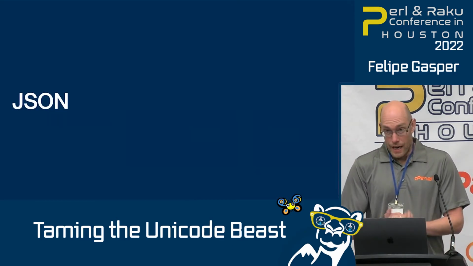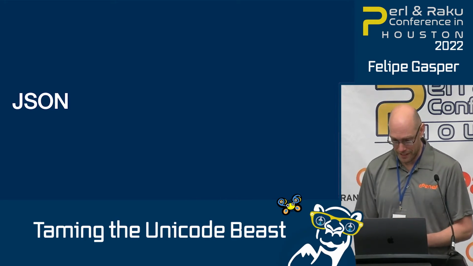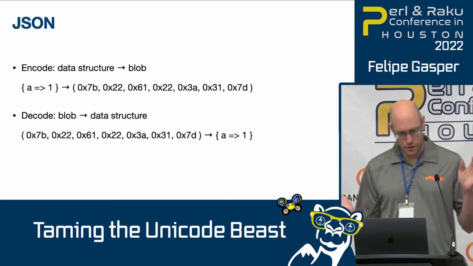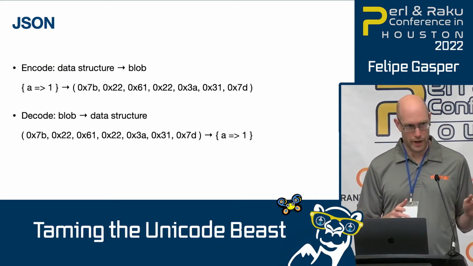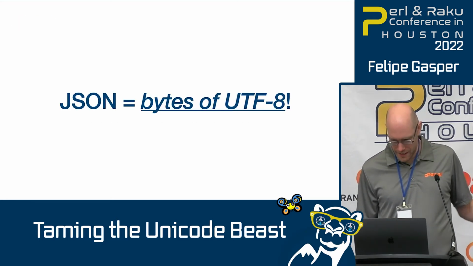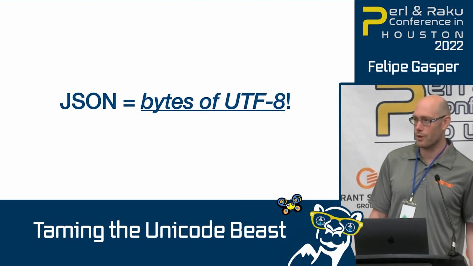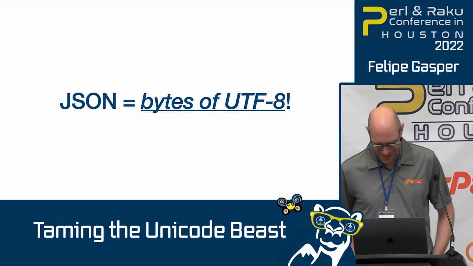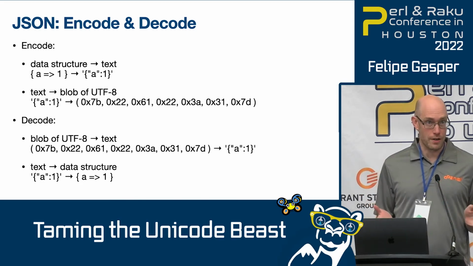So JSON is a common source of frustration for Unicode in Perl. So let's go back to JSON. Now, if you recall, JSON encodes data structures to a blob, not to a string. Okay, we all know how this works. So JSON is bytes of UTF-8. And if there are any JavaScript programmers in here, this is actually of interest. We'll talk later. So JSON encode has two parts then, really.